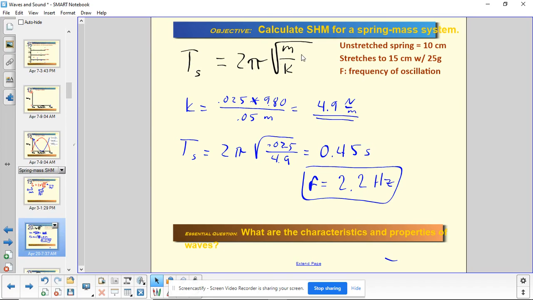Pi is pi. We know the mass of the weight. And that means we need to figure out the spring constant. So our first step here is finding the spring constant.